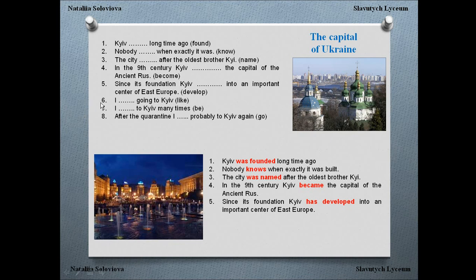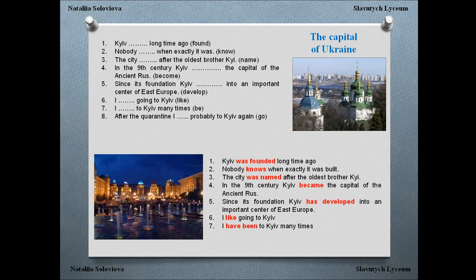Okay, number 6. I go into Kiev. Of course, I like going to Kiev. I to Kiev many times. Up to now, at the present moment I have been to Kiev many times. I have been to Kiev many times.